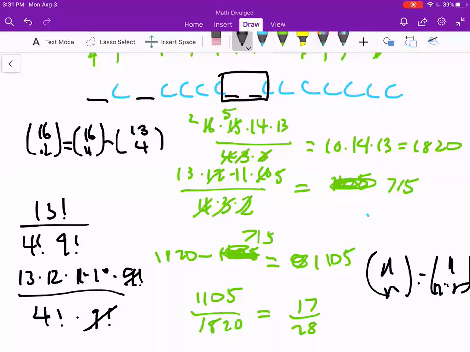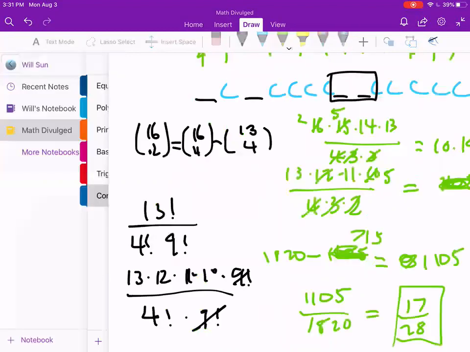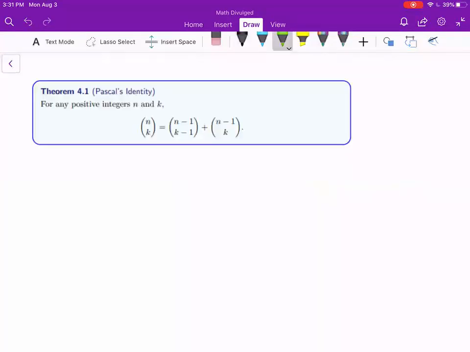But yeah, now we have our final answer here. So next I'm going to be going over some combinatorial identities. The two I'm going to go over are Pascal's identity and the hockey stick identity, and these are perhaps the two most useful and popular ones.